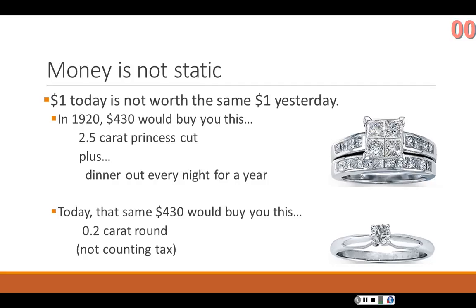In 1920, if you had 430 of today's dollars, you could buy a 2.5 carat princess cut diamond ring and dinner out every night for a year. Today, that same $430 would buy you a 2/10 of a carat round diamond ring, not even including tax.